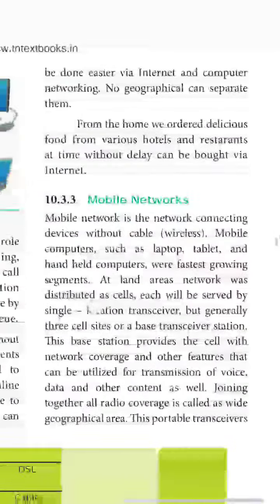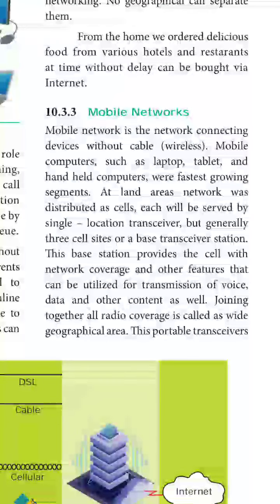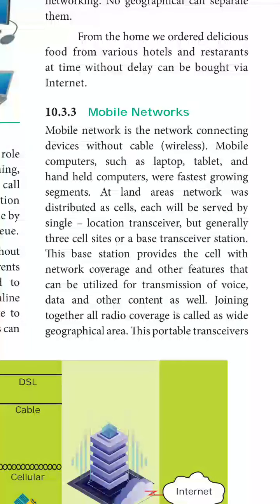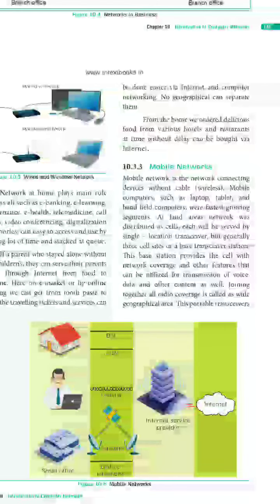Next is mobile network. Okay, so we all know what a mobile network is. A mobile network is accessed through towers, and you can make a call or video call or chat or share documents, or even do office work on this mobile network.